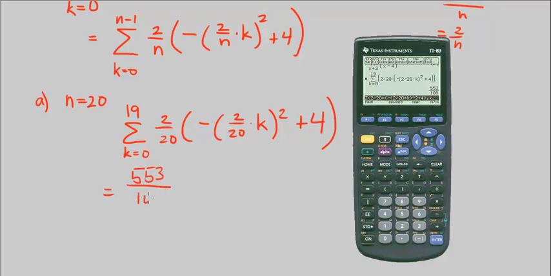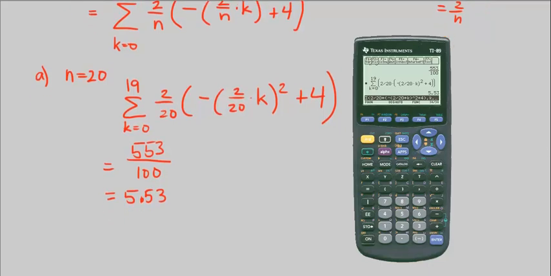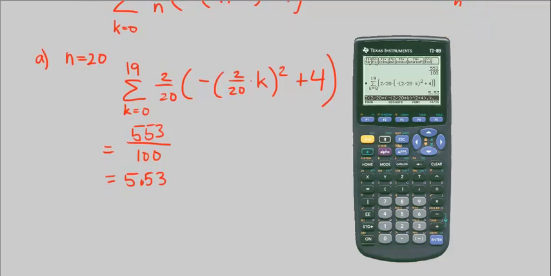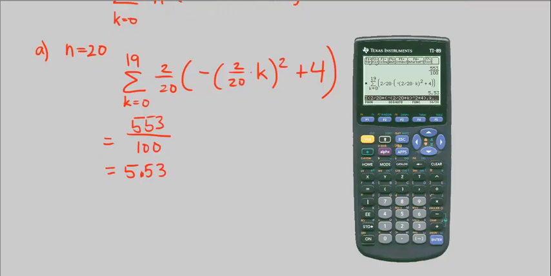553 over 100. Okay. If I want to get the approximation, I push the green diamond and enter again. And it's going to tell me approximately, or it's actually equal to 5.53. Right? I want to say approximately in case we rounded, but we didn't round. That's exactly 5.53. Okay. So let's go ahead and do part B.